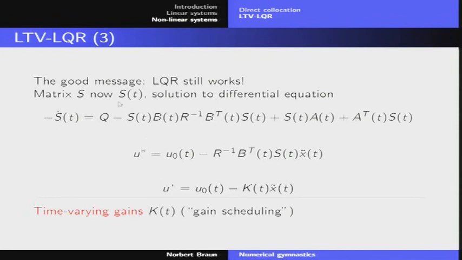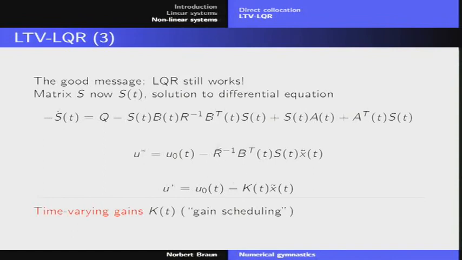But the matrix S, and remember that this was a parametrization for our cost to go, it's now a solution to a differential equation. That looks a lot like the equation we had before, just that there are now lots of time-dependent terms. We also get an optimal action. Now, we don't have to solve that online either. We can calculate this S of t for various times. We can calculate the optimal action.